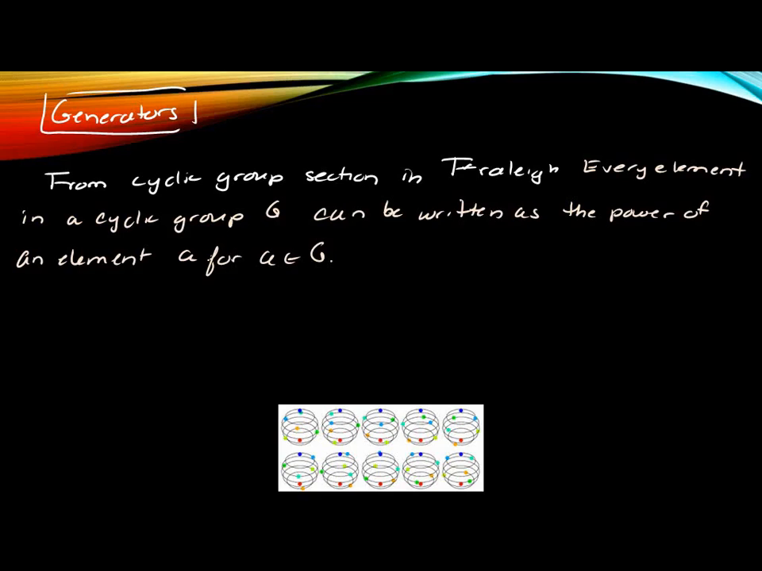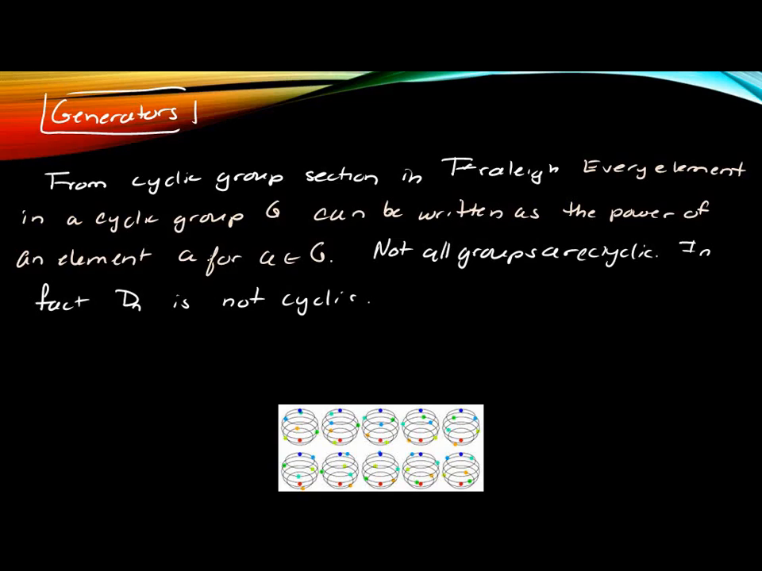So in this generator thing, it's a big deal because if I have a cyclic group, I just need to know that one element. I don't need to know anything else. But the problem is not all groups are cyclic. In fact, Dn's not cyclic. Think of that structure I showed you a few slides back. There wasn't one element I kept taking successive powers of that gave me all of Dn. So Dn is a non-cyclic, finite, non-abelian group. It's an interesting example.